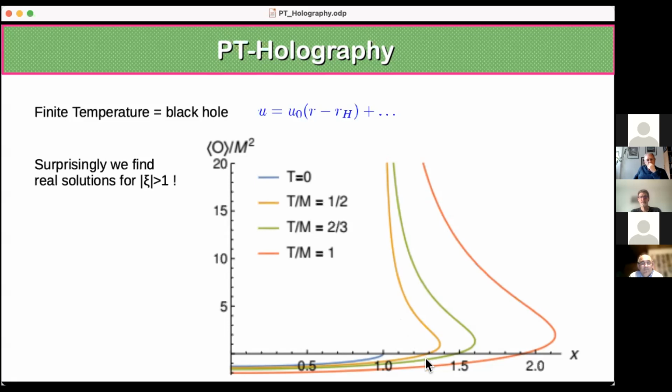So this is really quite confusing. Does this mean that finite temperature somehow stabilizes the PT phase transition here, and you can go into this PT broken regime?